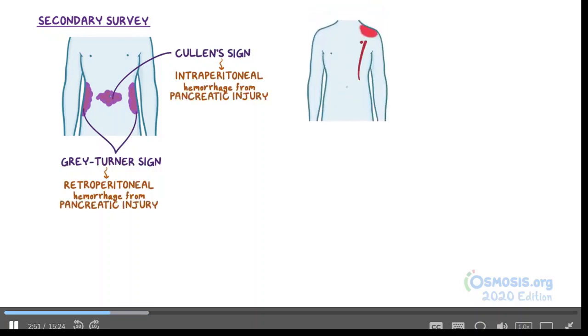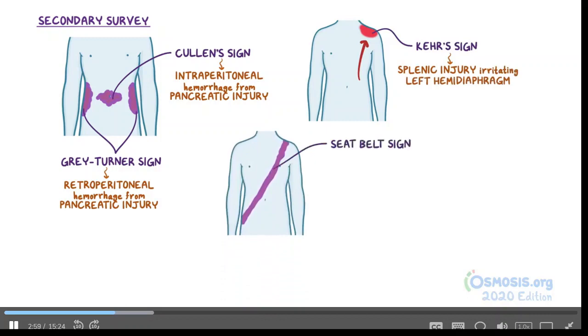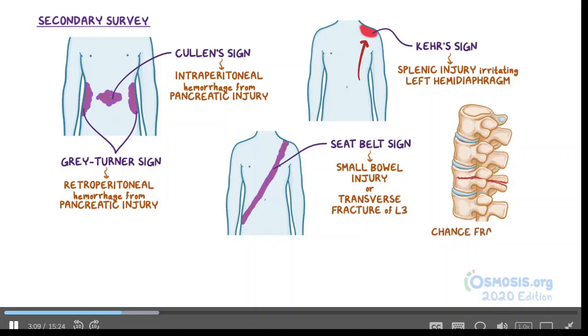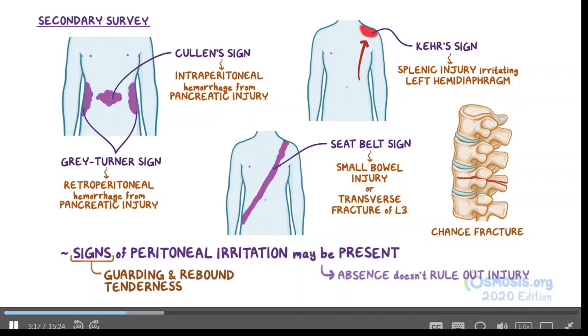Referred pain to the left shoulder when palpating the left upper quadrant is Kerr's sign, which indicates splenic injury irritating the left hemidiaphragm. A seatbelt sign is a diagonal ecchymosis across the abdomen in the distribution of a seatbelt, and this clues towards small bowel injury or a transverse fracture of the L3 vertebra, also called a chance fracture. Signs of peritoneal irritation, such as guarding and rebound tenderness, may be present, but the absence of these findings doesn't rule out an abdominal injury.